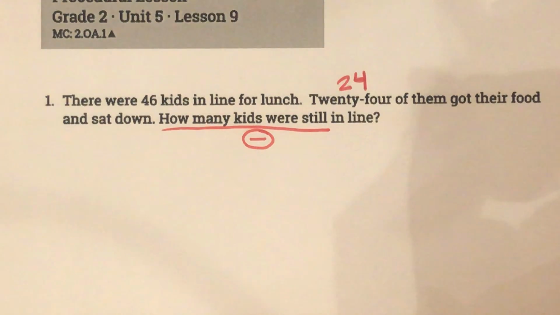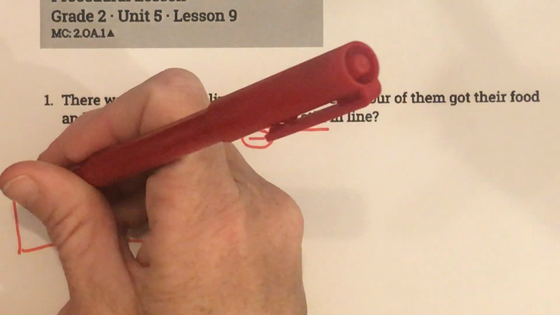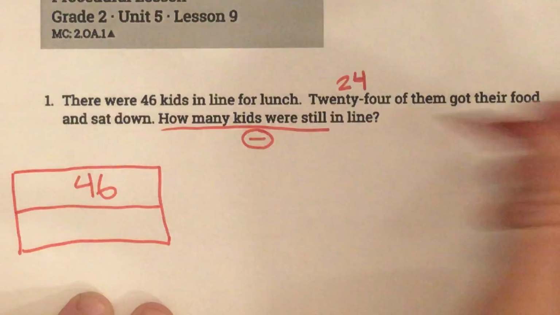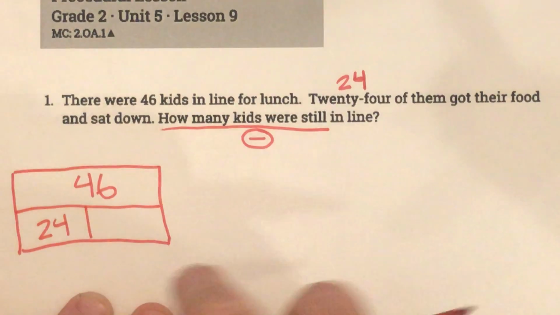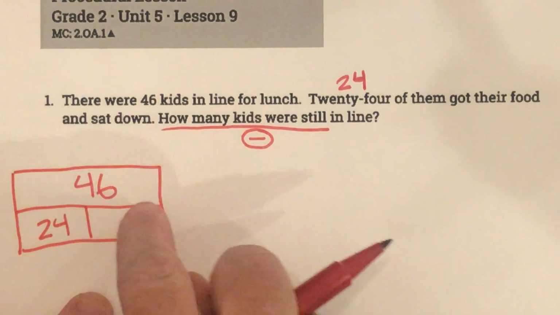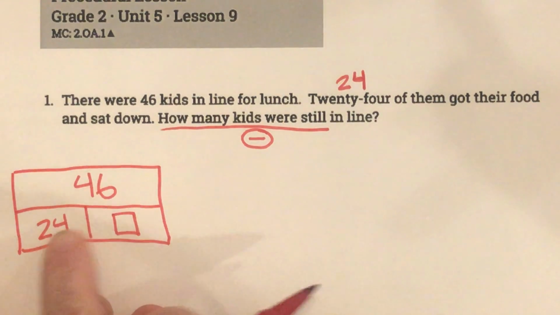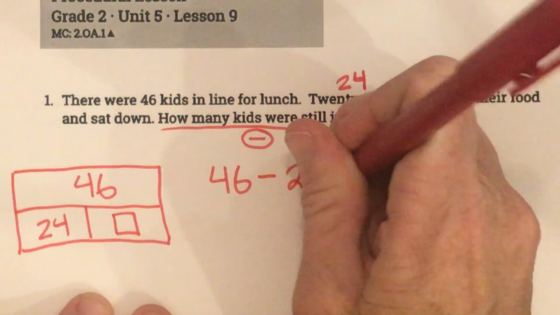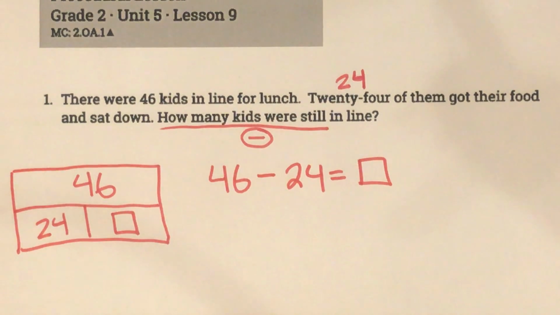Okay, so what is my tape diagram? Well, if I was to do a tape diagram, my whole was 46. There was 46 kids total in line for lunch. 24 of them already got food and sat down, but there's still some left. So this is my missing. So I can say 46 minus 24 equals this. So my equation is 46 minus, or take away, 24 equals my unknown. So now I just have to decide on what strategy I want. What strategy would I want to use for this?